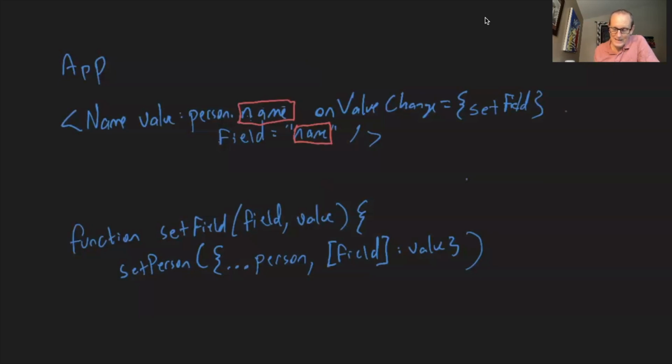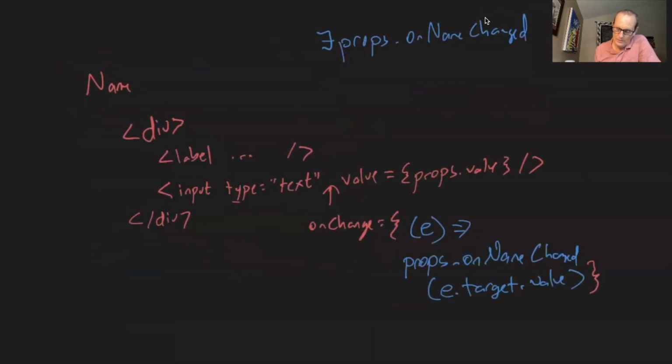But we can pass the same set field function also to the date component or any other component we want, as long as that component knows that on value change, it should pass back the field and also pass in the new value. So let's look at how we do that in the person. So in the name. So let's just replace it now.